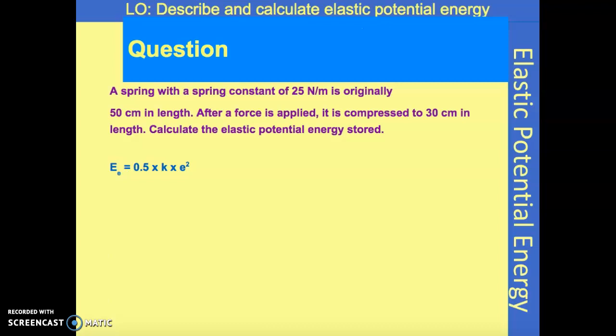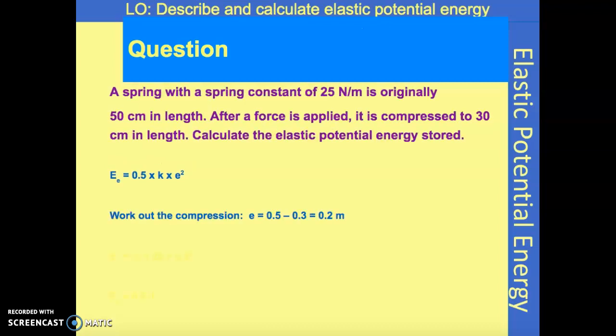Okay, so you've been given your equation. First off, we need to calculate the actual extension, don't we? How much was the spring compressed by? So we started at 50 centimeters and we went 30 centimeters. So we need to work out the compression. First, we need to change those centimeters into meters. So that's 50 centimeters, 0.5 meters, minus 30 centimeters, 0.3 meters, and that gives me 0.2 meters. Okay, so that 0.5 is your 50 centimeters converted into meters, and your 30 centimeters is 0.3 in meters.